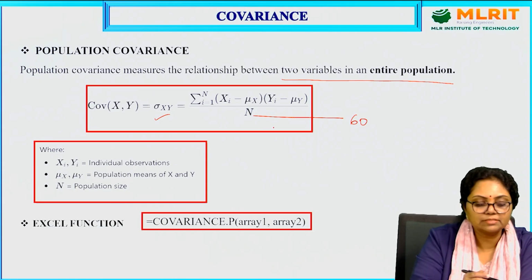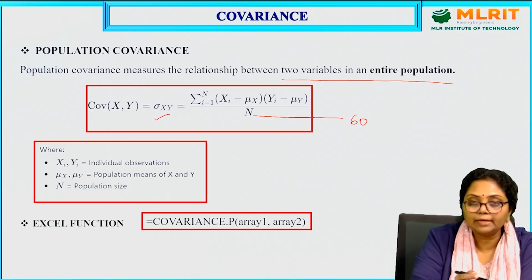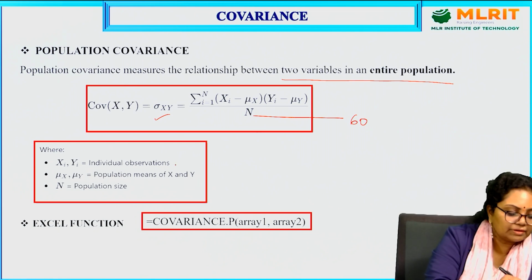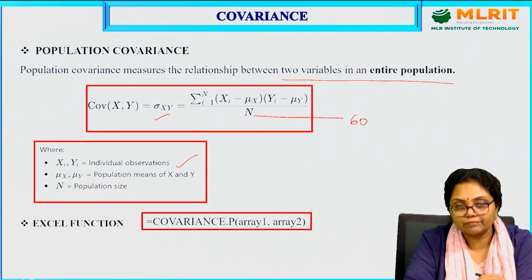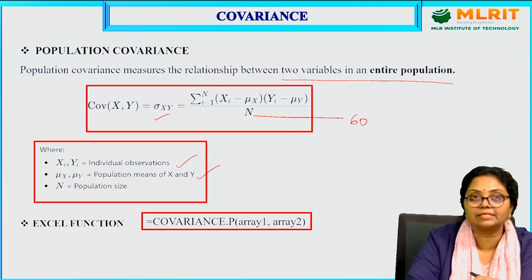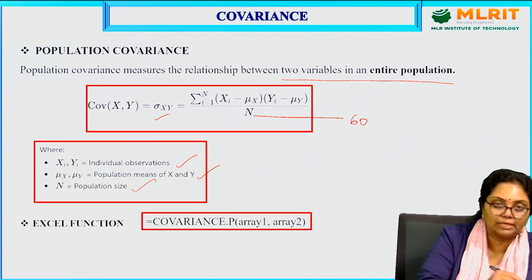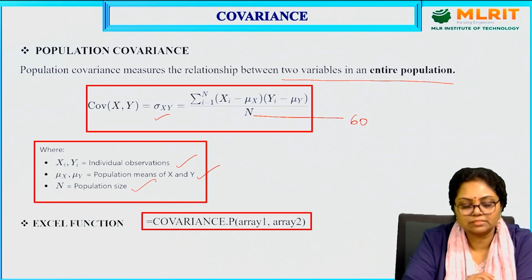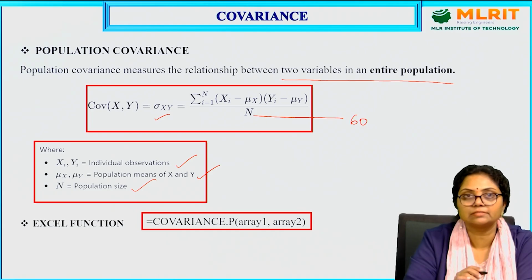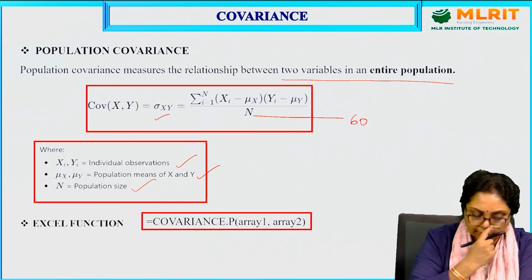Now, what do xi and mu x represent, and what do yi and mu y represent? xi and yi are the individual observations, whereas mu x and mu y are the population means of x and y, and n represents the population size. Here in our example, the strength of the class is 60 members, so we take the entire students, and that becomes 60, which is n.